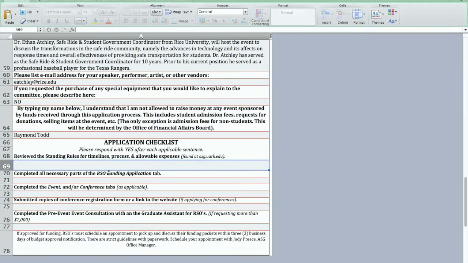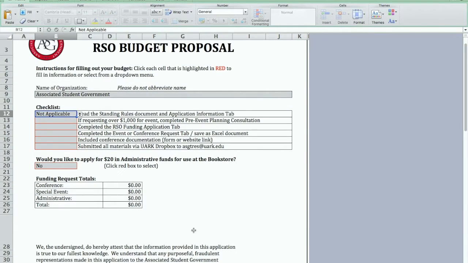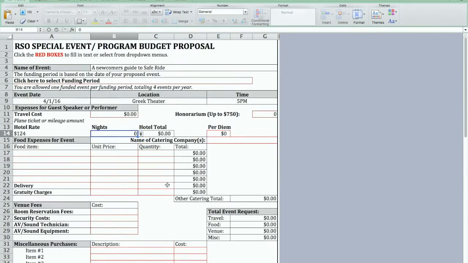Okay, so this is saying that yes, I have reviewed the standing rules for timelines, processes, and allowable expenses, and completed all the necessary parts of the RSO funding application, which we're on right now. We haven't completed the event or conference tab, so I'm going to come back to that. We're going to skip this budget proposal page for now and go to the event. This has automatically populated the location, the time, the event date, and the name of the event.